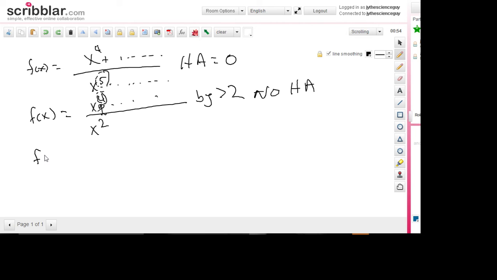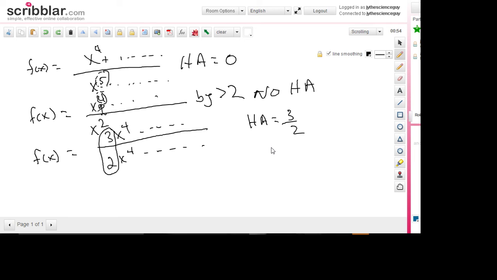Here's the next part. Let's say I have 3x to the 4 with a whole bunch of stuff, and then I have 2x to the 4 and a whole bunch of stuff. What do you know about the powers? They're equal. So when the powers are equal, the number in front of the highest term is going to tell you where your asymptote is. So your horizontal asymptote would be equal to 3 over 2.